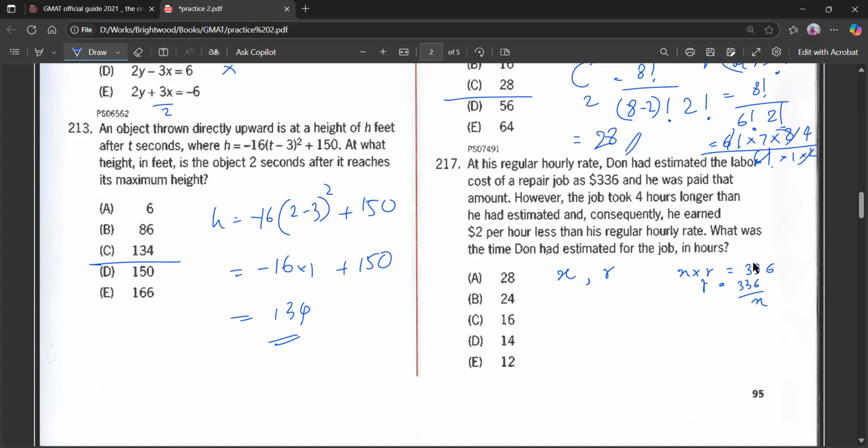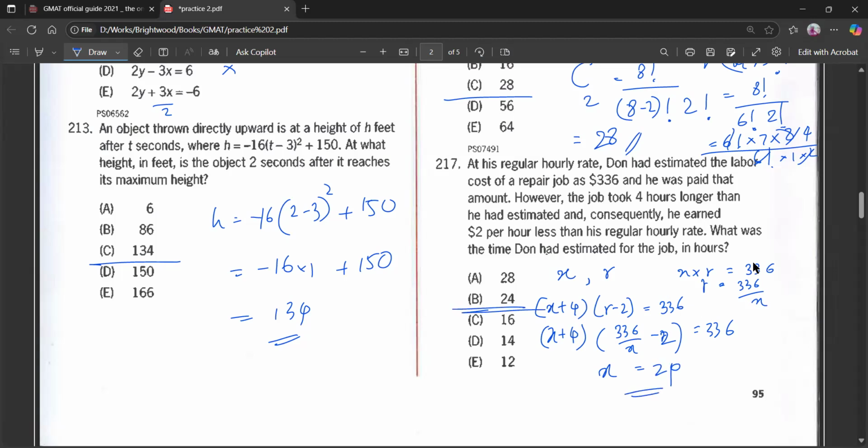But unfortunately, for the extra hours, X plus 4 hours, he has to decrease the hourly rate. It should be R minus 2. Altogether should be 336. Now you can substitute R as 336 over X minus 2, equal to 336. Now you can substitute and get the value of X. When you simplify these things, X should be 24. You can get the hours.